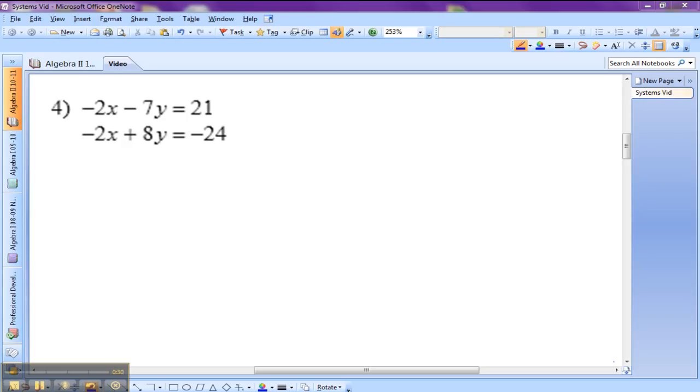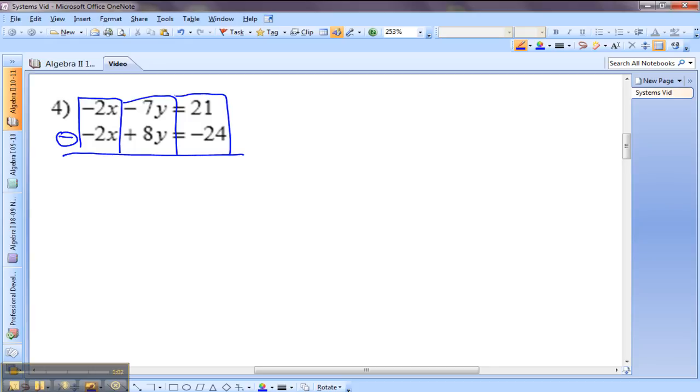Because we have coefficients of negative 2 for both of our x terms, we are going to use subtraction to eliminate the x term. Remember, same sign, subtract. I am boxing out each of my sets of like terms in the two equations, and that will help me to see my individual problems. With our x terms, we have negative 2x minus negative 2x, which would cancel out.